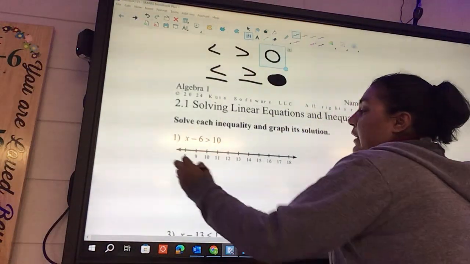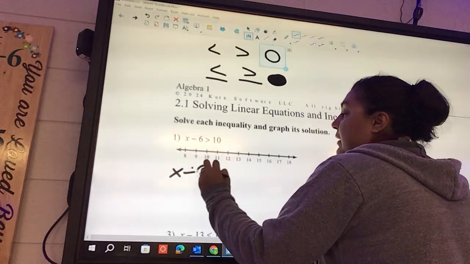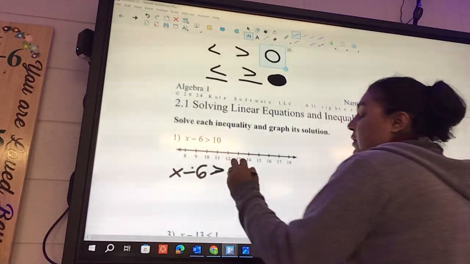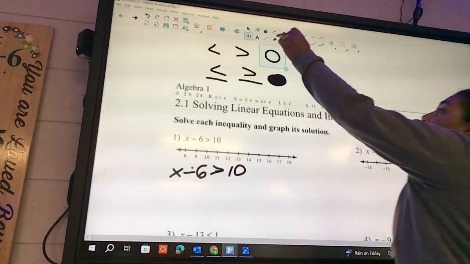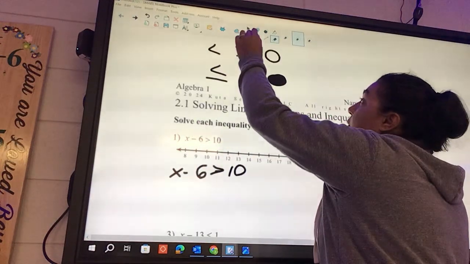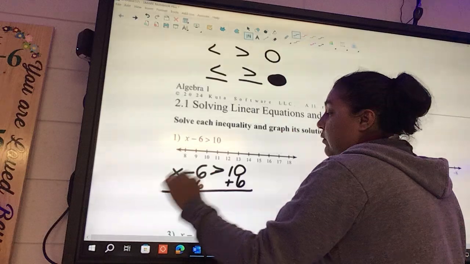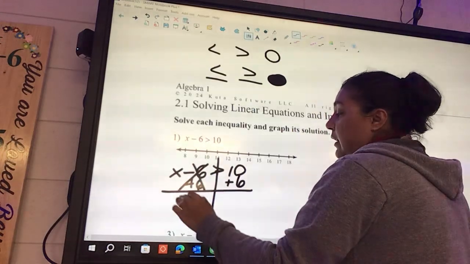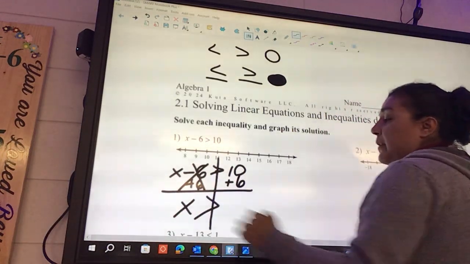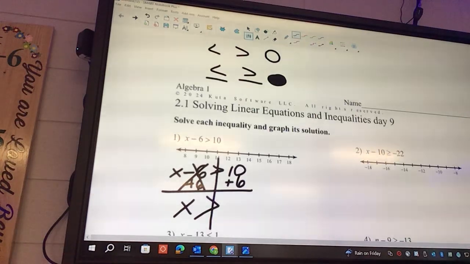Okay, so if we look at this very first one, and I'm gonna do it down here, I got x minus 6. So how do I move that 6? We're gonna add 6 to both sides. Plus 6, plus 6. If I do it to one side, I gotta do it to the other side. So I'm gonna get x. I just dropped the sign the way it was. What is 10 plus 6? 16.